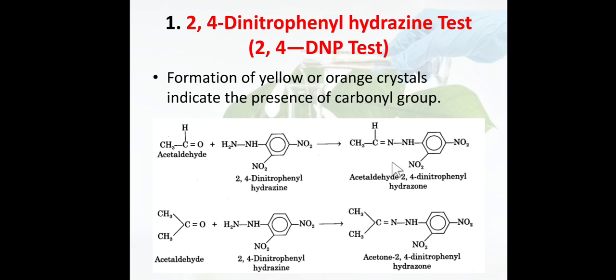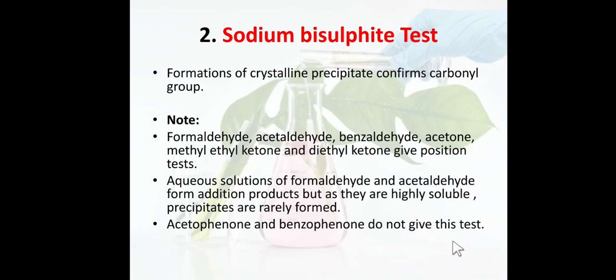This indicates there is a presence of aldehydic or ketonic carbonyl group. These are colored hydrazone derivatives due to the NO2 groups present on the phenyl ring. So this is a very simple test commonly used in the organic chemistry laboratory, that is hydrazone formation, commonly known as the 2,4-DNP test. The next test is the sodium bisulfite test. Formation of a crystalline precipitate confirms the carbonyl group.